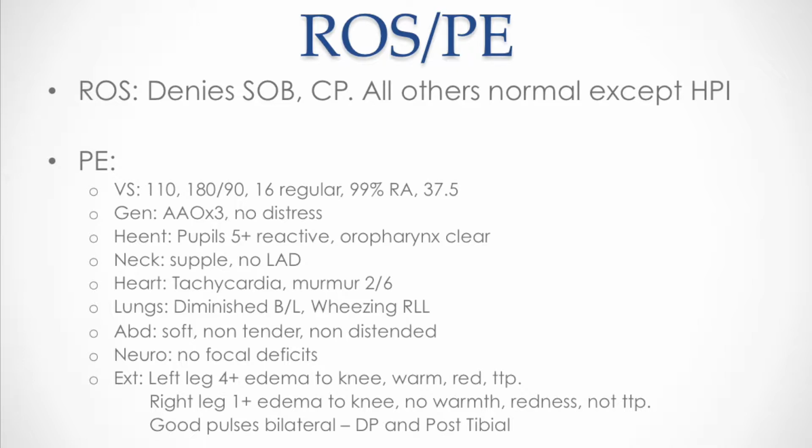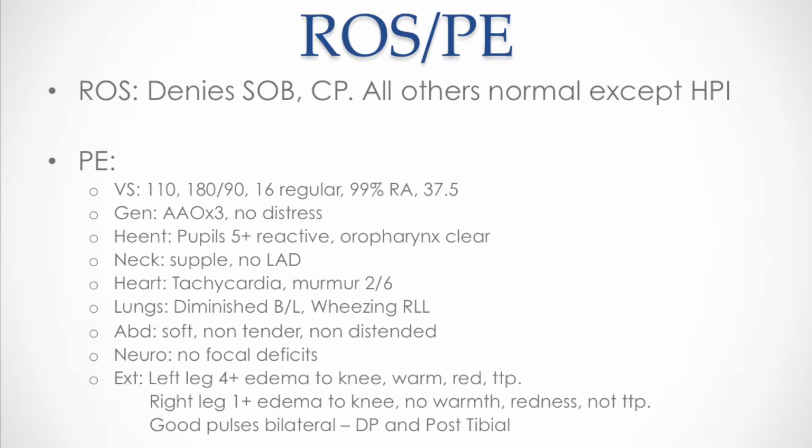Neck is supple with no lymphadenopathy. Heart is tachycardic. Patient has a murmur, 2 out of 6. Lungs are diminished bilaterally. There's wheezing in the right lower lobe. Abdomen is soft, non-tender, non-distended. Neurological exam: patient has no focal deficits.